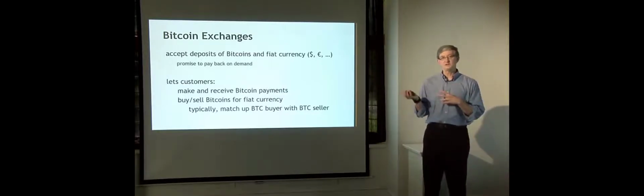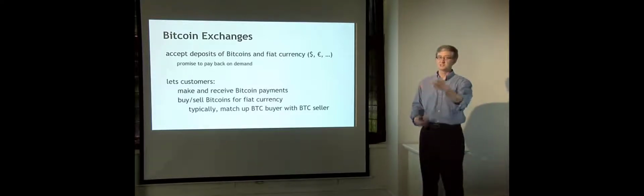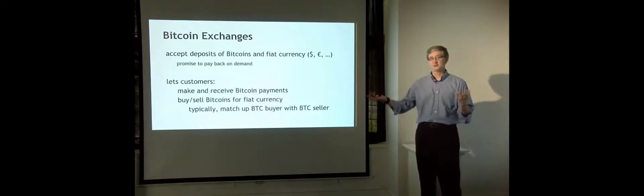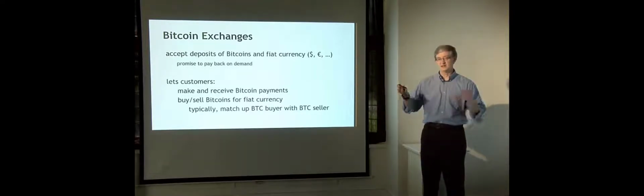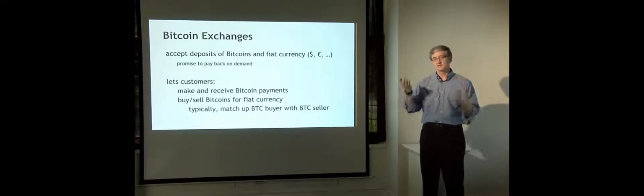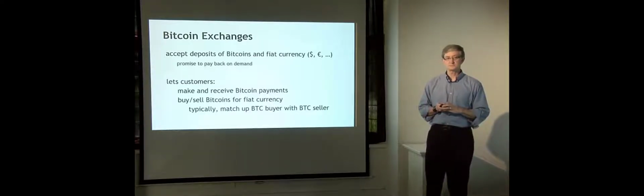And typically the way they do that is they find some customer who wants to buy Bitcoins with dollars and some other customer who wants to sell Bitcoins for dollars, and they try to match them up. That is, they try to find customers who are willing to take opposite positions in a transaction so that there's a mutually acceptable price, and then they will consummate that transaction.